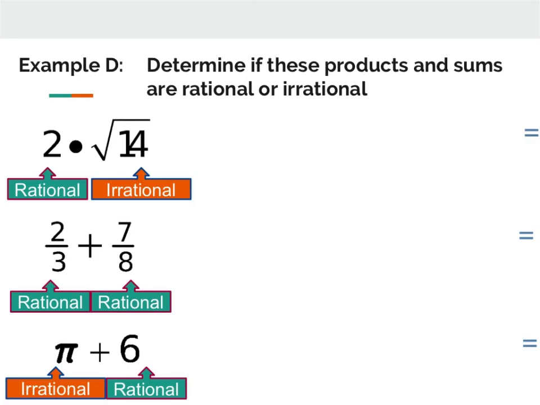So our first example, we've got a rational number times an irrational number. And if I were to do that, if I were to hit the square root of 14 and then I multiplied by 2 in my calculator, I would get a decimal that goes on forever and never repeats.